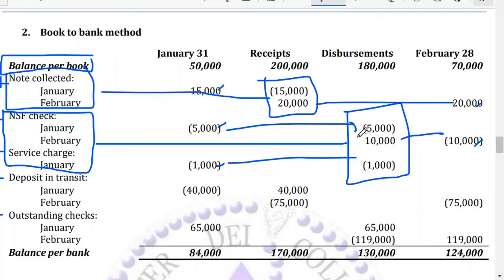Because there is a case where the NSF check is placed in the column of receipts or in the column of disbursements. Okay? So it is not placed beside each other, it is placed in between. Both amounts are placed here or here. That is the exception. But if the problem has no complication, you can follow this format and check if it really balances. Okay?